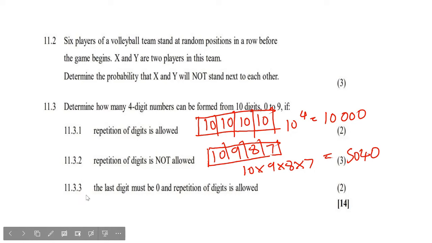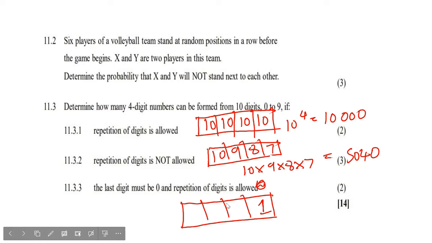Now, 11.3.3 says the condition is that the last digit must be 0 and repetition of digits is allowed. So repetition of digits is allowed, but the only restriction here is on the last digit. The last digit must be 0. There is only one way in which we can put a 0 there because we only have one 0. So that's 1. So we can only choose from one number, right?